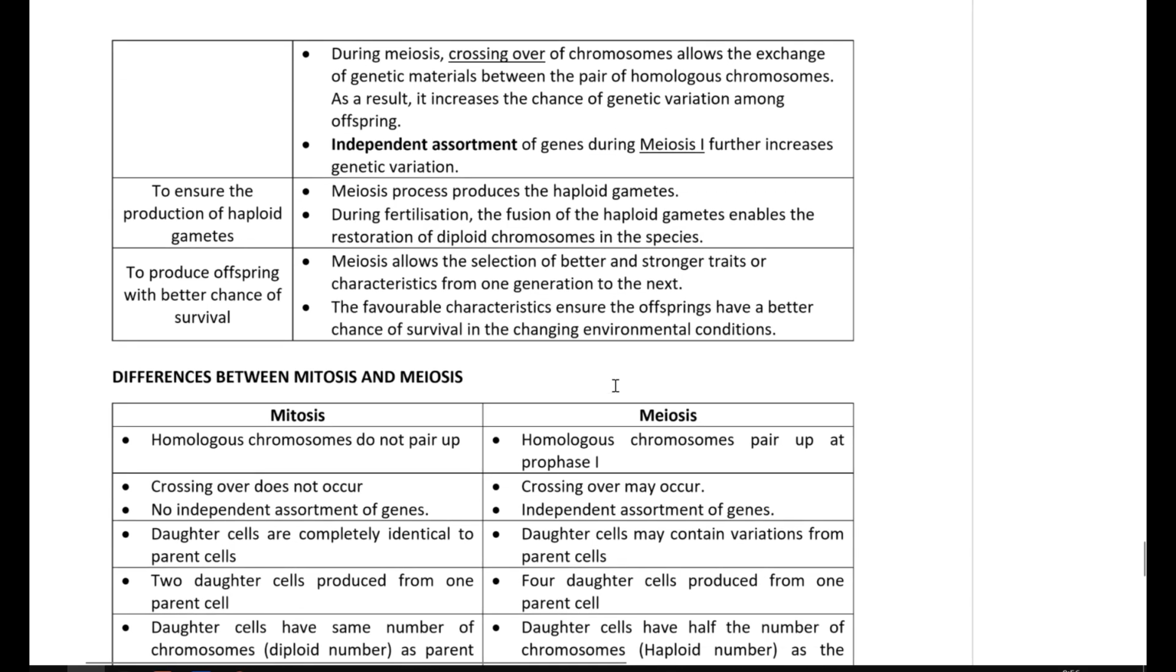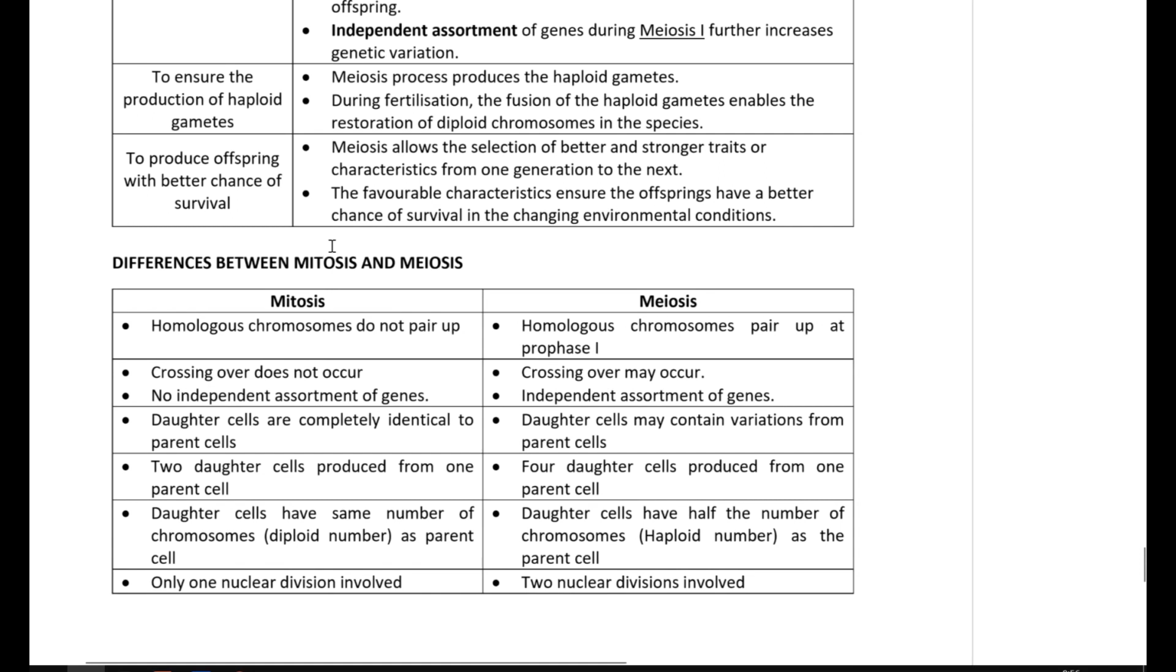So last but not least, when we look at the differences between mitosis and meiosis. In mitosis, homologous chromosomes do not have to pair up. In meiosis, you form a tetrad. And during that tetrad, crossing over takes place. Subsequently, there's independent assortment in metaphase 1. But all this does not happen in mitosis at all.